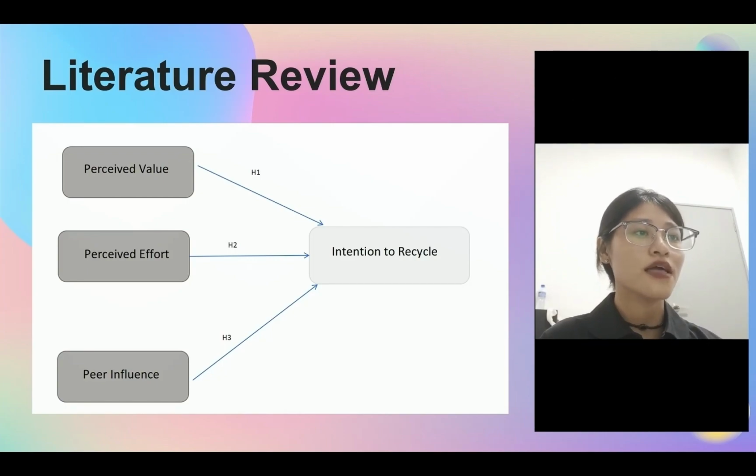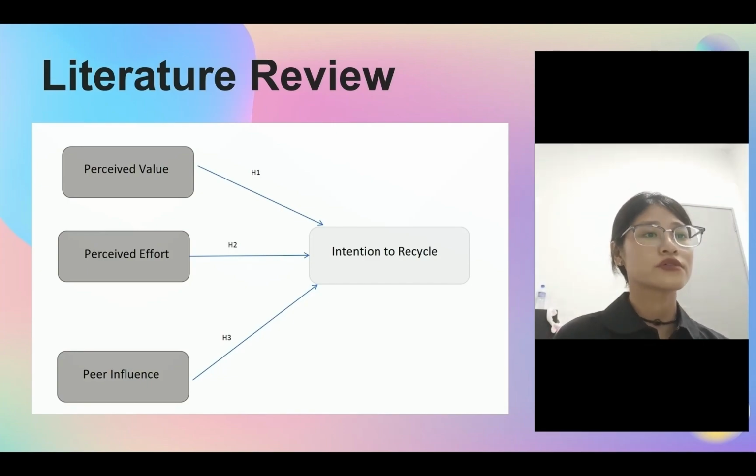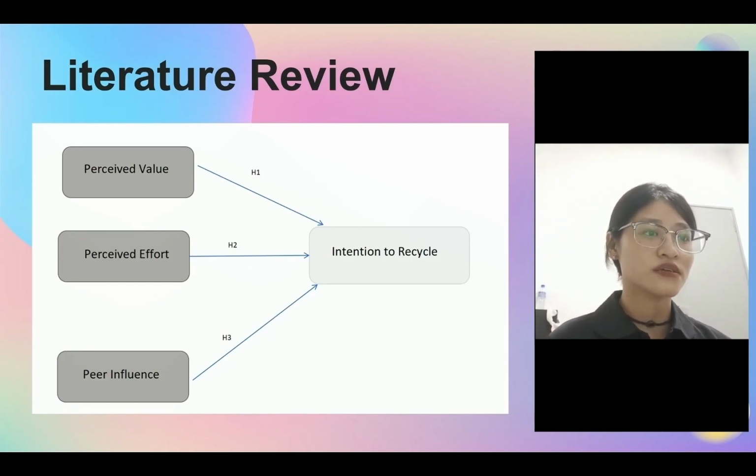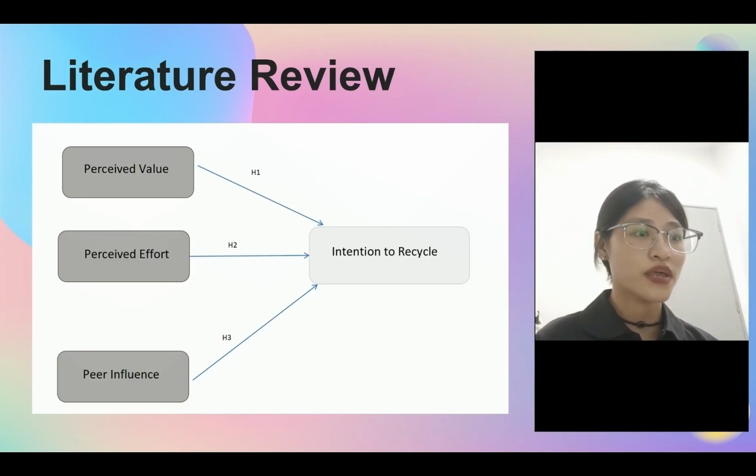Using peer influence as a moderating variable, studies show that peer influence plays a positive moderating role between the perception of worsening environmental problems, the perception of environmental responsibility, and the customer behavior toward green products.